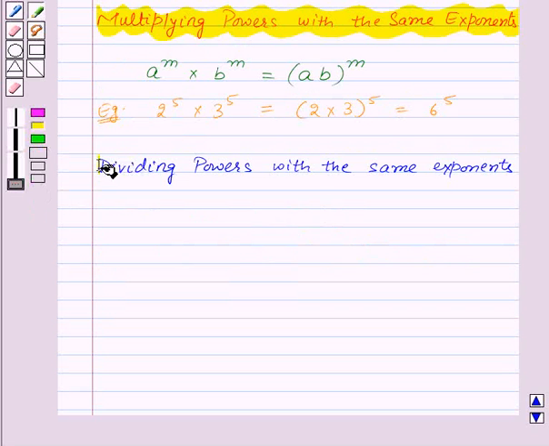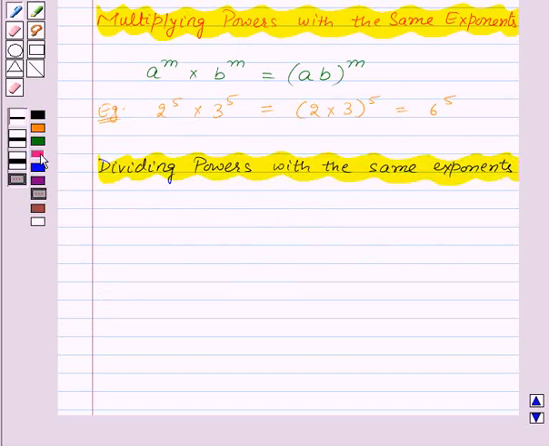Next is dividing powers with the same exponents. For any non-zero integers a and b, a raised to the power m divided by b raised to the power m is equal to a raised to the power m upon b raised to the power m, which is equal to a upon b whole raised to the power m, where m is any whole number.